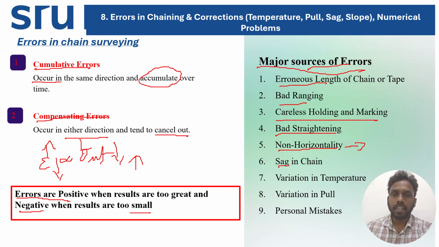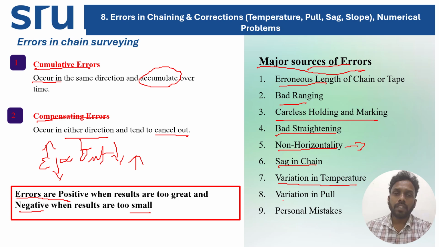Next, the sag in chain, right? If you're holding your chain above your ground level, due to the weight of the chain it will sag down. That sag leads to a reduction in the measurement, right? Then variation in temperature, because your steel tape and your chain are made of iron and steel, they may expand due to temperature. So there will be variation in the length of your tape or chain.